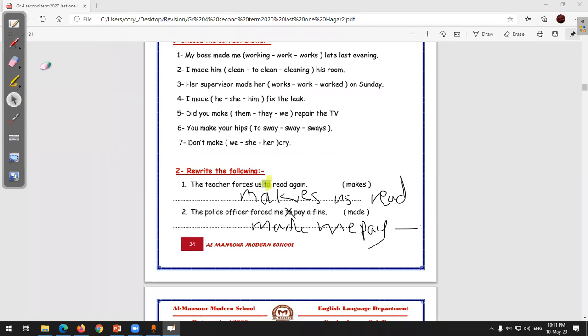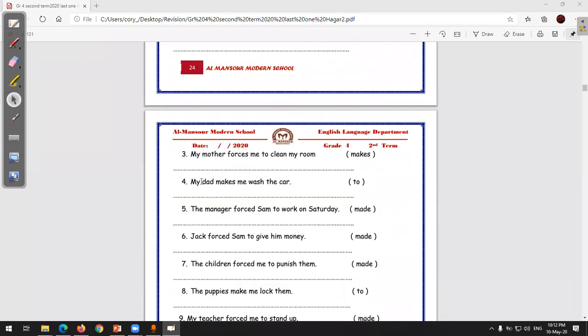But what if we wanted to use the opposite? What if he told me to use force? What are we gonna do? My dad makes me wash the car. My dad forces me to wash the car, okay? Forces. So pay attention. If he wants you to use to, we use force. If he doesn't want you to use to, we use make, okay?